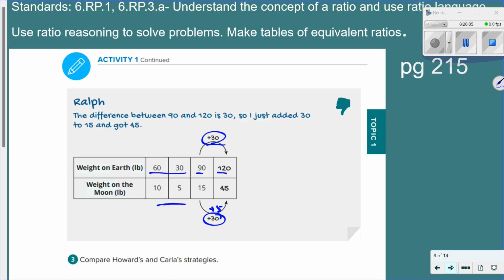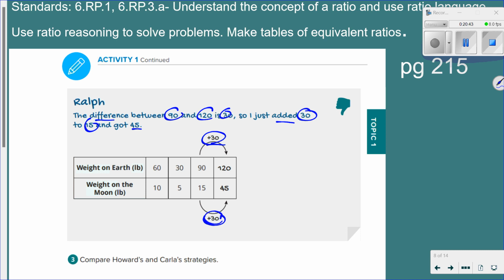Which is where we turn the page and we get to Ralph's reasoning, and here's where we have the issue. Got to erase that from last class. Okay? So in Ralph's reasoning, he says the difference between 90 and 120 is 30, so I just added 30 to 15 to get 45. Okay? So, why is that wrong? Who can tell me? What do you think, Wyatt? Because it's the difference between 90 and 120, not the difference between 15 and 10 and 5.